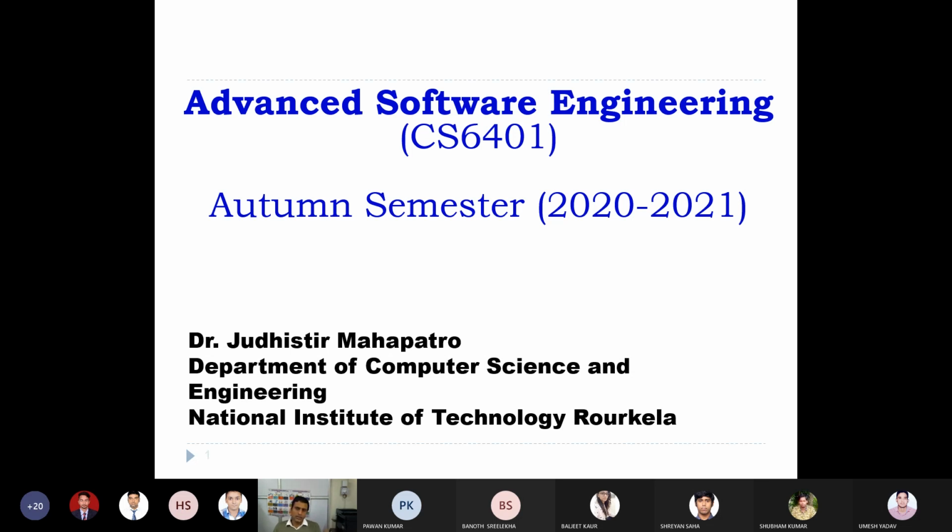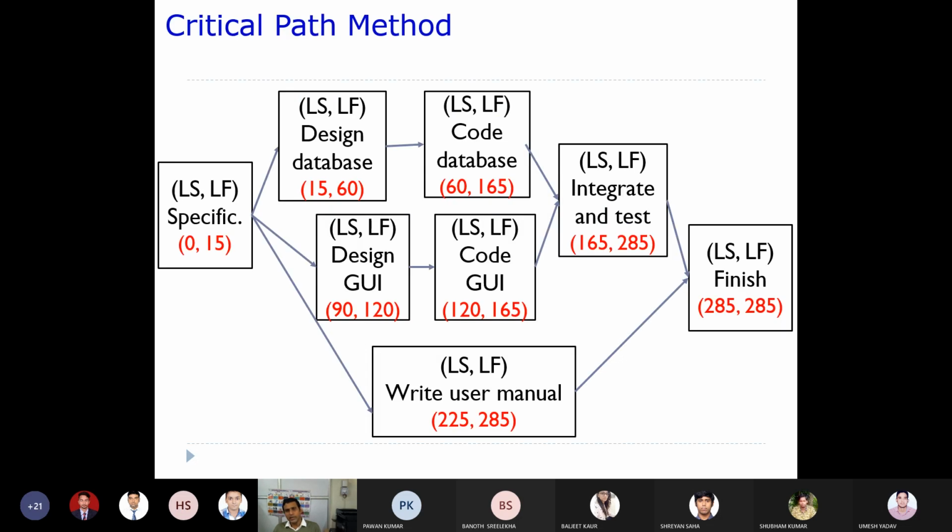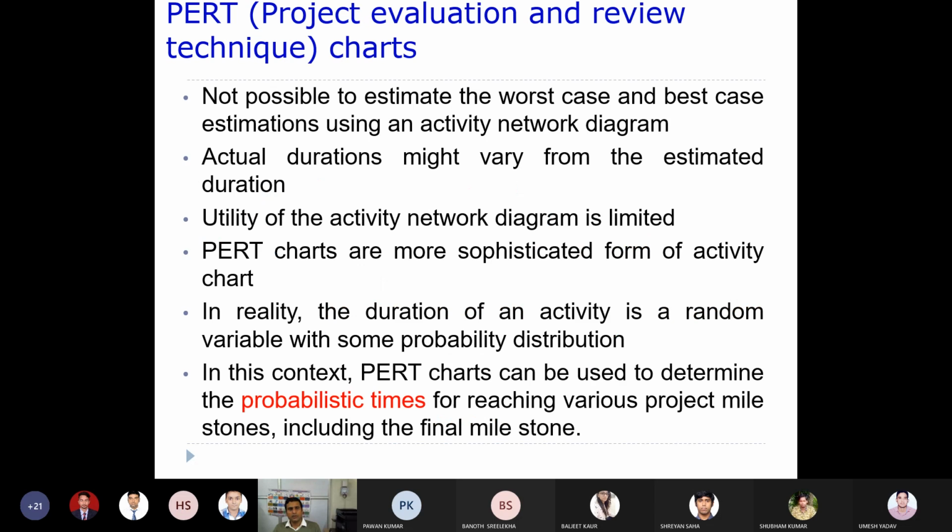Right. So in the last lecture, we have seen PERT, Project Evaluation and Review Technique. We tried to find the critical path, and we saw how to calculate the slack time of each and every activity. Through setting four different parameters, we saw how you can calculate the minimum time required to finish a particular project.